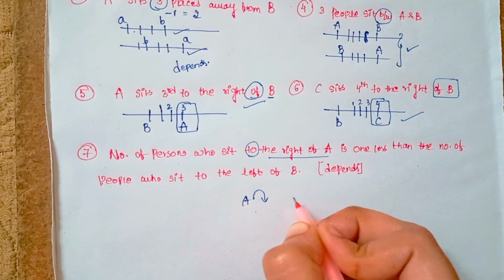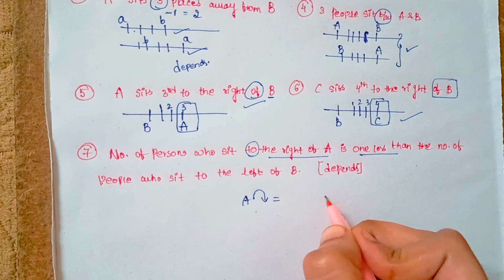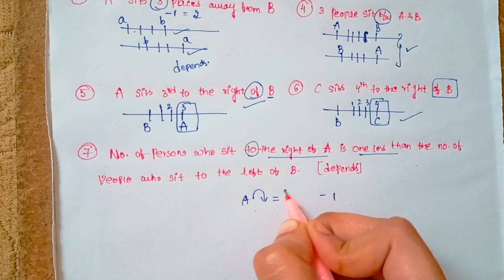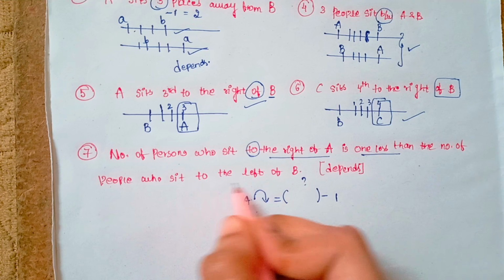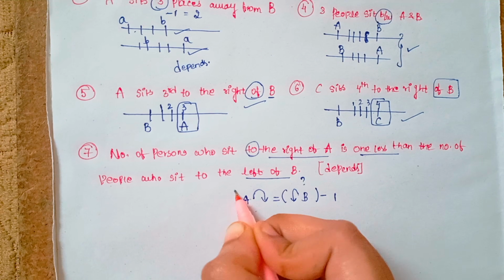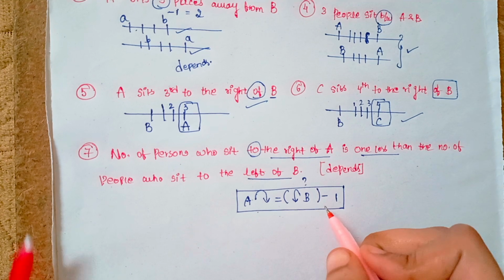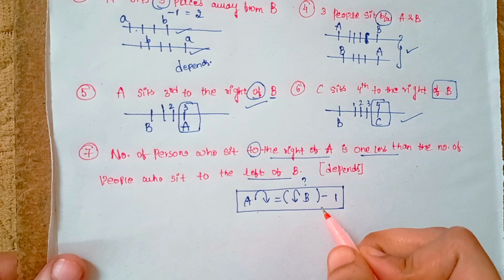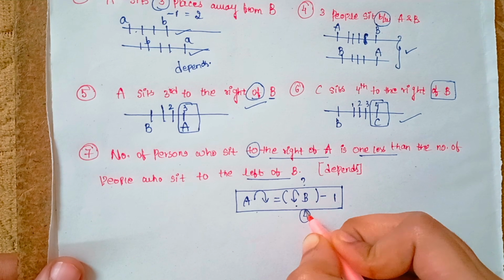So this is less than. How much less than? 1 less than. Minus 1. Of what? Who sit to the left of B. Here it is given who sit to the left of B. B left arrow mark. So this should be the statement. Now just take an example that some people are sitting left side of B. For example, 4 people are sitting left side of B.